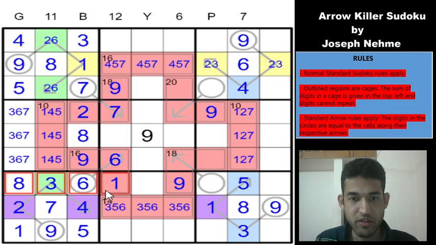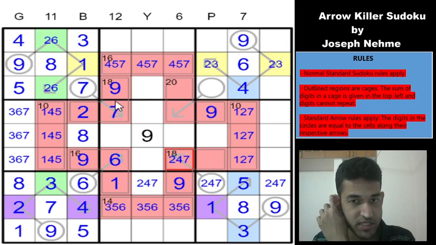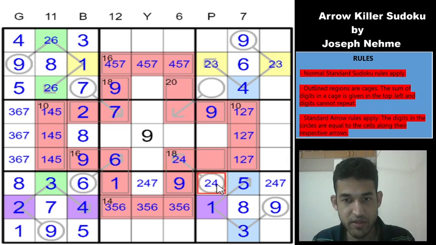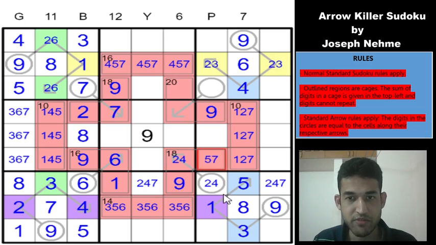So if I look at row 7, 1 3 6 8 5 and 9. So remaining digits must be 2 4 7. Let me write the candidates. 2 4 7 2 4 7 2 4 7. But 7 is ruled out, so this is not a 7, this is not a 7. So these two cells must sum up to 9 for the 18 case. So it's either 2 plus 7 or 4 plus 5. Can I eliminate anything? No. Okay, I can, because I have a 7 here.